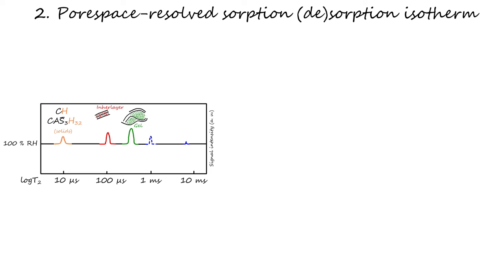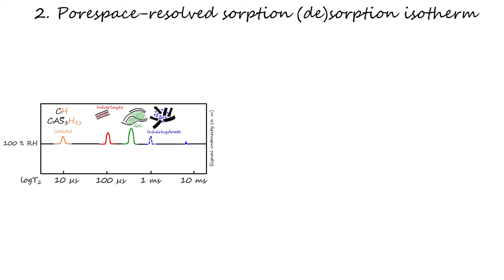The third peak represents the gel pores. These are larger cavities with a characteristic size of about 3 nanometers located in defects between sheets within CSH. The fourth peak describes the interhydrate pores. These are larger pores located between stacks of sheets.